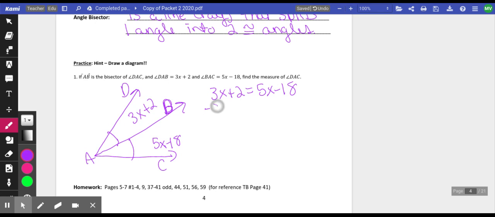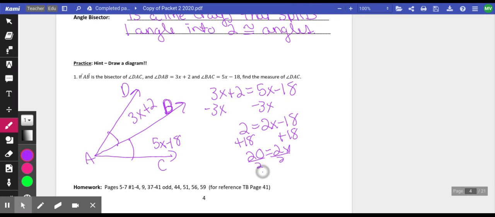So we complete that algebra. Subtract 3x from both sides. We get 2 equals 2x minus 18. We add 18 to both sides. We get 20 equals 2x. Divide both sides by 2, and x equals 10.